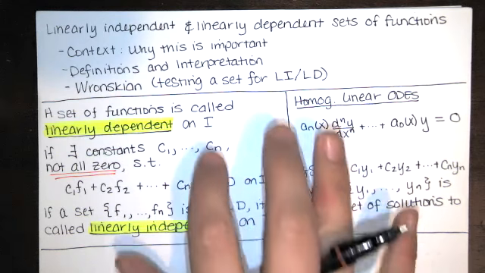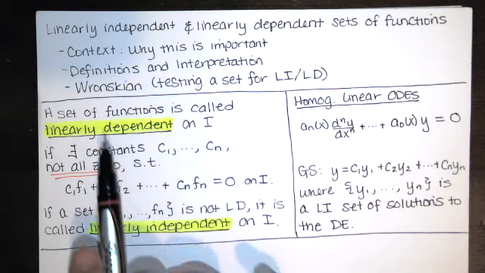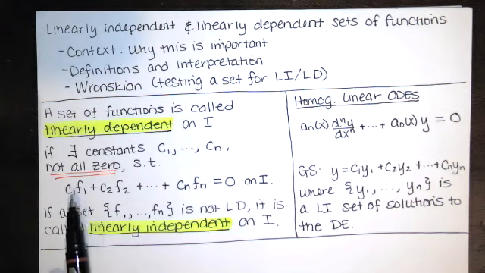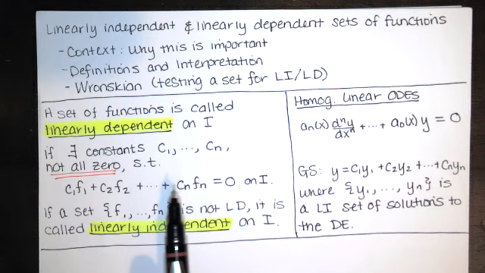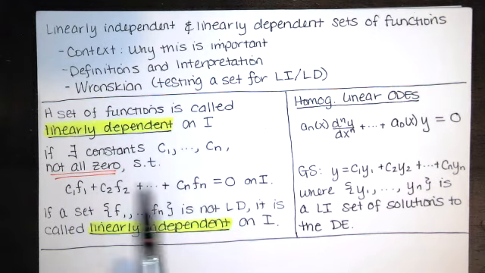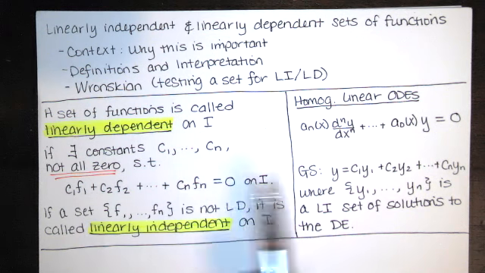So if you can take this set of functions, multiply them by appropriate constants in such a way that when you add them together, you get 0, if that's possible, where those constants are not all 0, then we say that that set of functions is linearly dependent. Otherwise, we say that that set of functions is linearly independent on that interval.